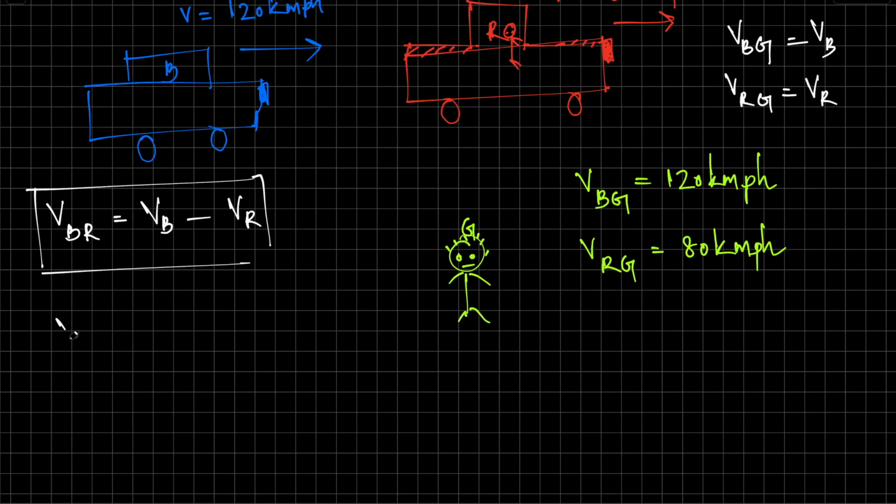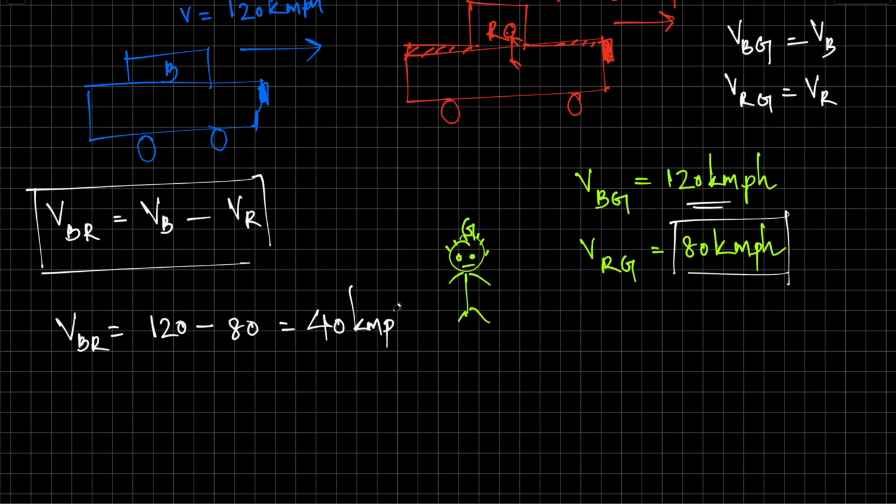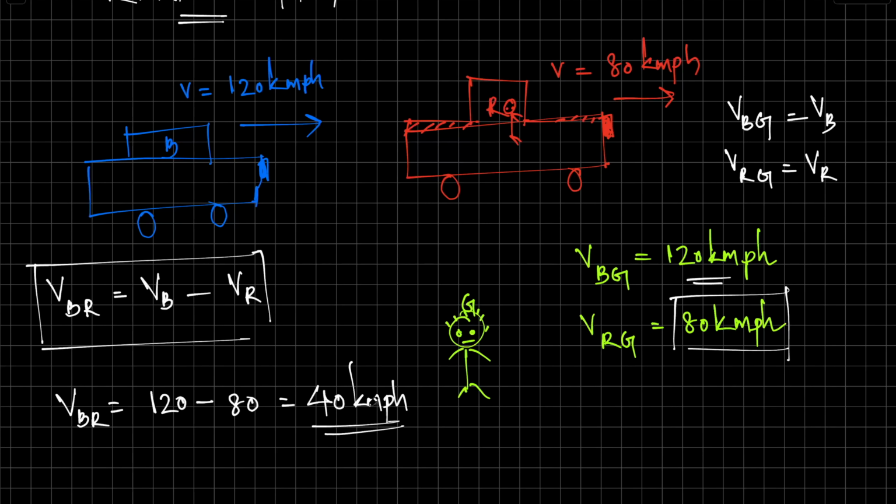Let's find the answer. VBR equals velocity of blue car with respect to ground, 120 kilometers per hour, minus velocity of red car with respect to ground, 80 kilometers per hour. 120 minus 80. The answer is 40 kilometers per hour. This answer means if you are inside the red car and you are watching the motion of the blue car, you would feel like the blue car is moving with a velocity of 40 kilometers per hour.